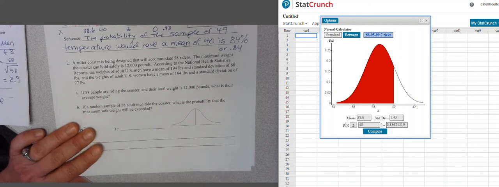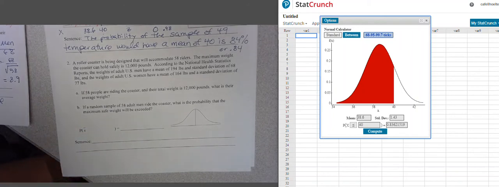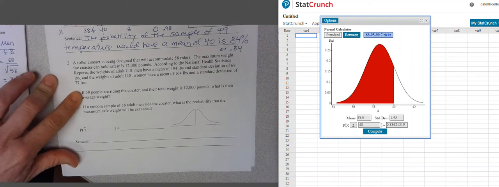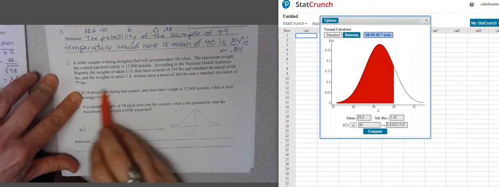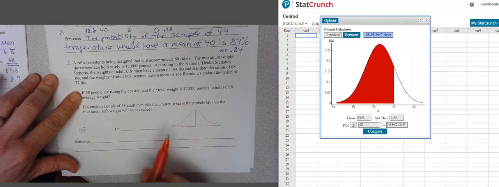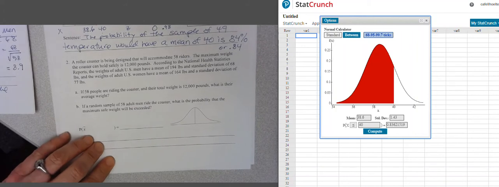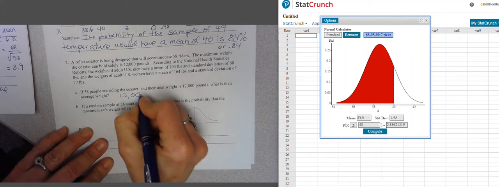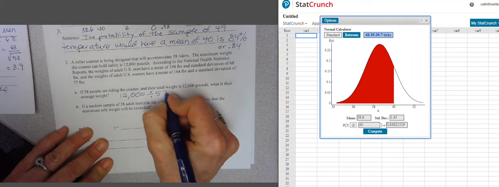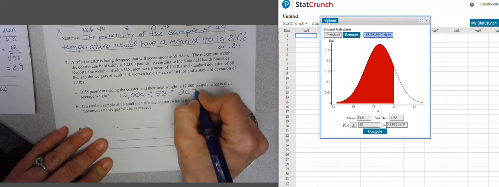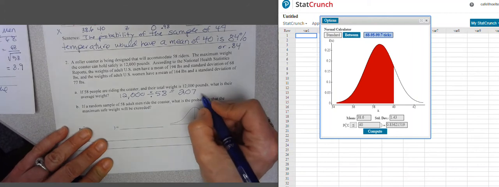So we've got a lot of information going on here. But what the problem is getting at is we're trying to figure out if we put those 58 riders on that roller coaster, is it going to be safe? If the total weight cannot exceed 12,000 pounds, what would the average weight be for each rider? We take the 12,000 pounds and divide it by the 58 riders, so each rider would weigh about 207 pounds.